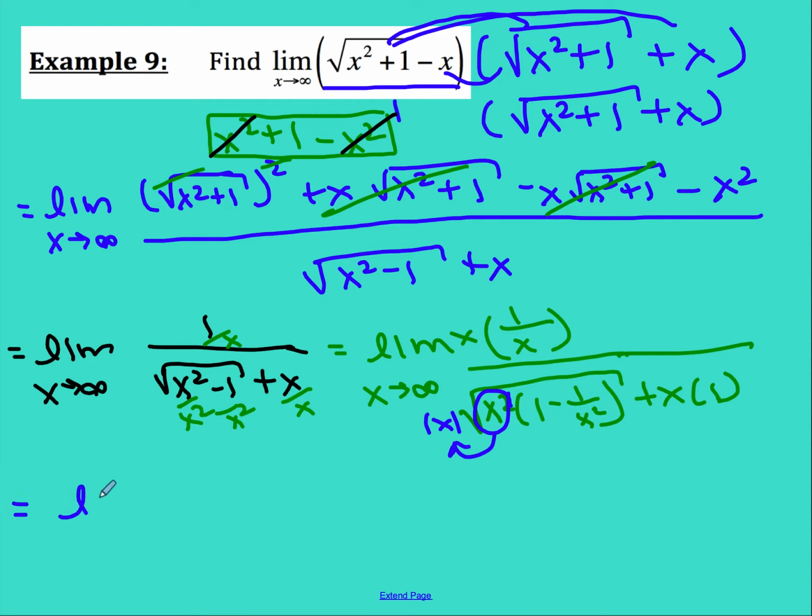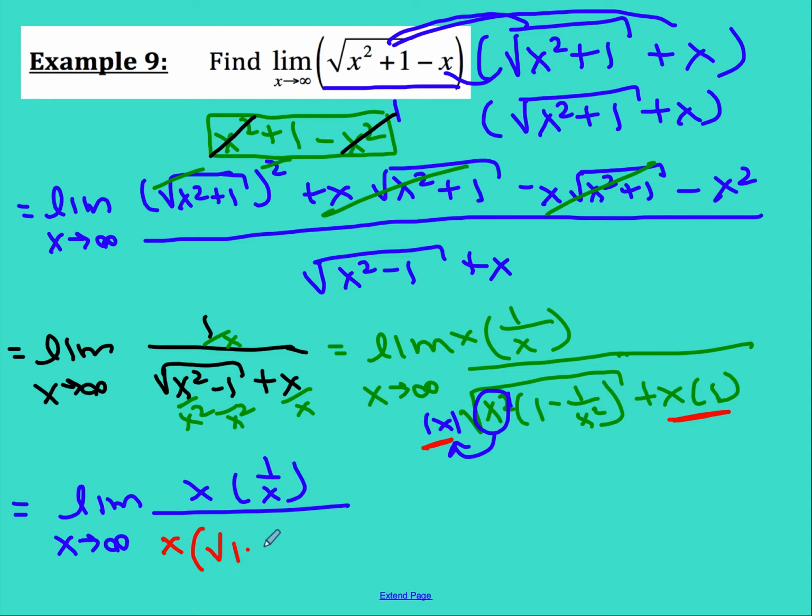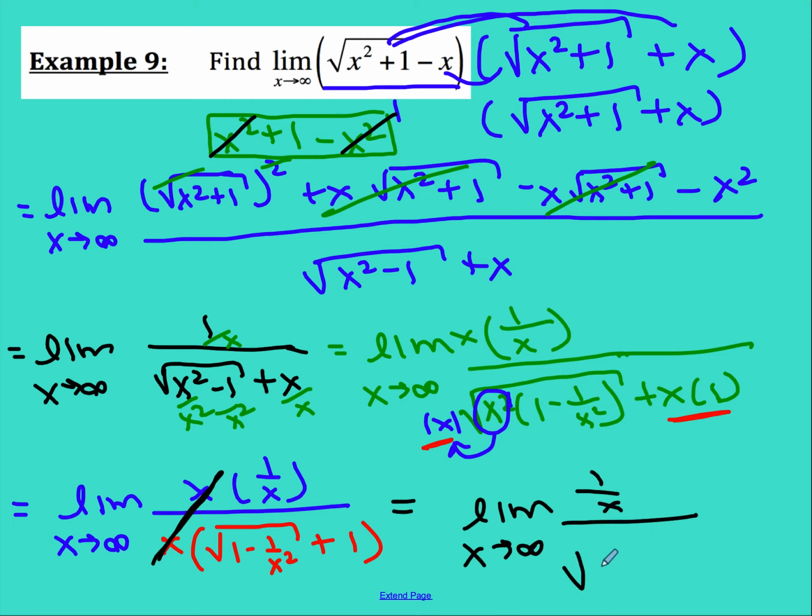So I have my limit as x approaches infinity. I have x, and then I have 1 over x in my numerator. Now I'm factoring out this x, so I will have x, and then I will have the square root of 1 plus 1 over x squared, plus 1. The x's will cancel. And now I have my limit as x approaches infinity, 1 over x all over the square root of 1 plus 1 over x squared, plus 1.